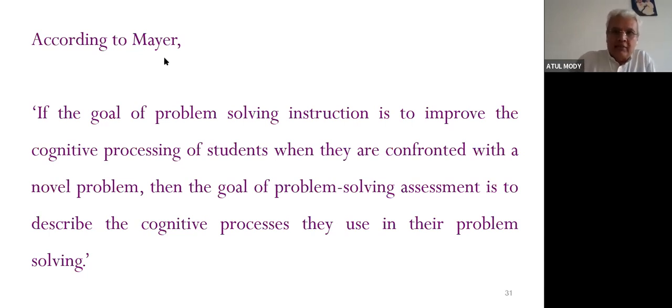Yeah. So, and then the second part, it gets addressed in the slide which is there in front of you. Unfortunately, that is not what our aim of assessment is. It's not just the competitive exam, but our school and college exams also don't address that. So when I say that the goal of problem solving instruction is to improve the cognitive process of students when they are confronted with a novel problem, then the goal of assessment is to describe the cognitive processes which are used in problem solving. But that's not what we do.